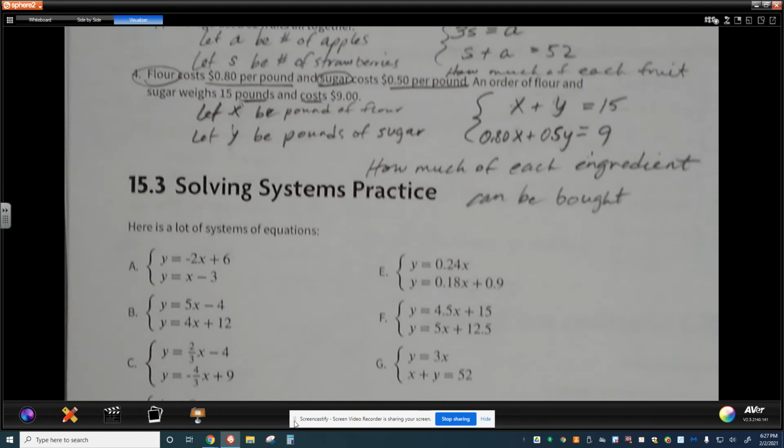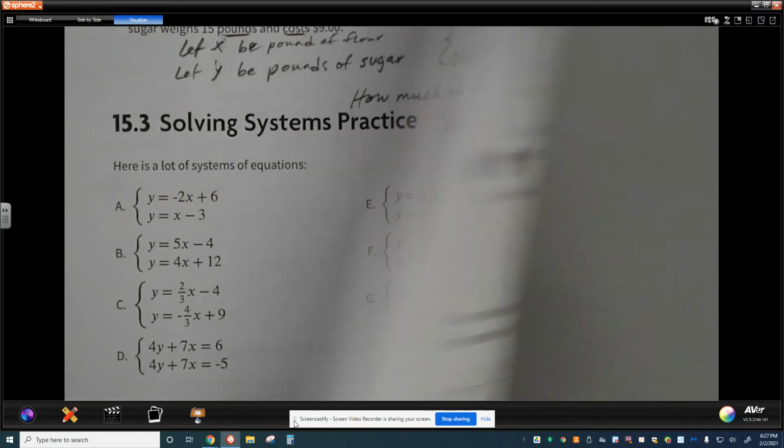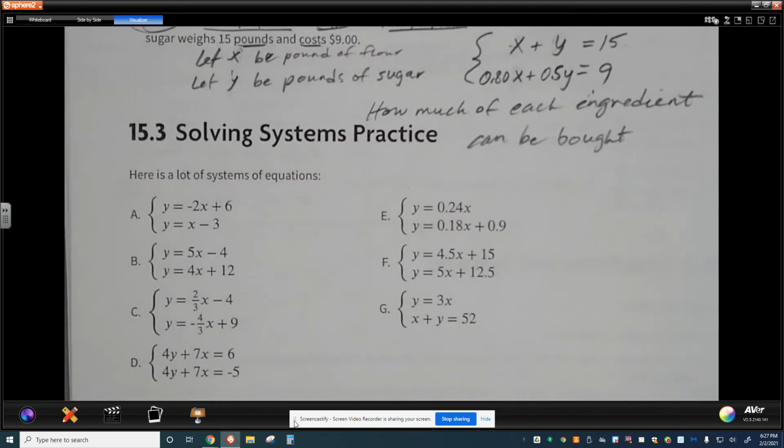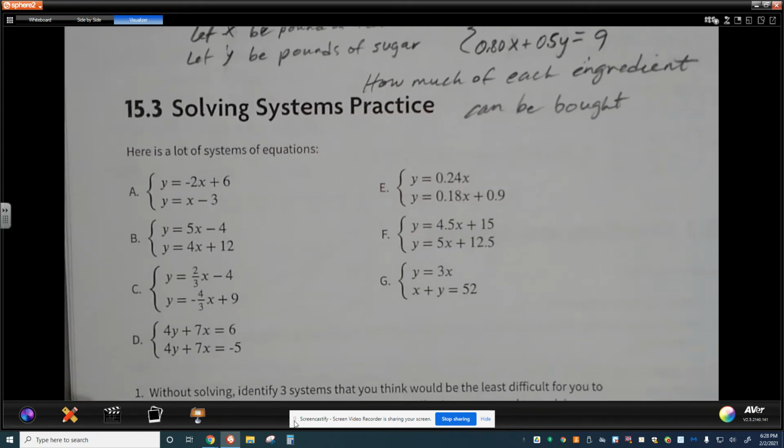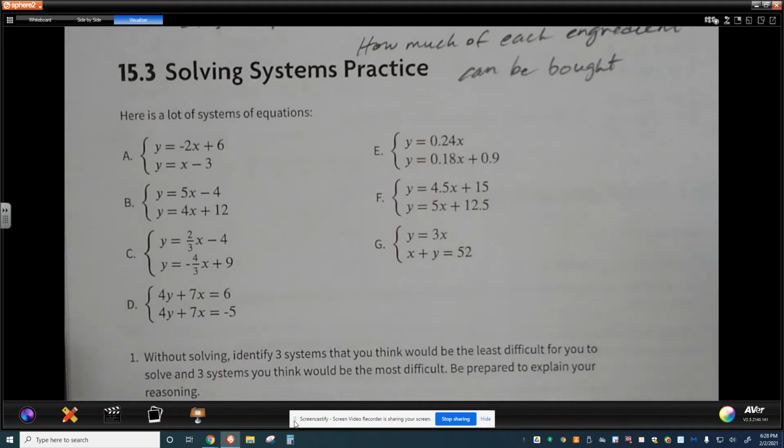All right, 15.3. This is the last thing in today's lesson. This goes back similar to lesson 14, where we have a lot of systems of equations. And then without solving, you need to identify 3 of them you think would be easy, 3 of them you think would be difficult, and prepare to explain. My honest thought with this, I think the easiest ones are going to be the ones like this.